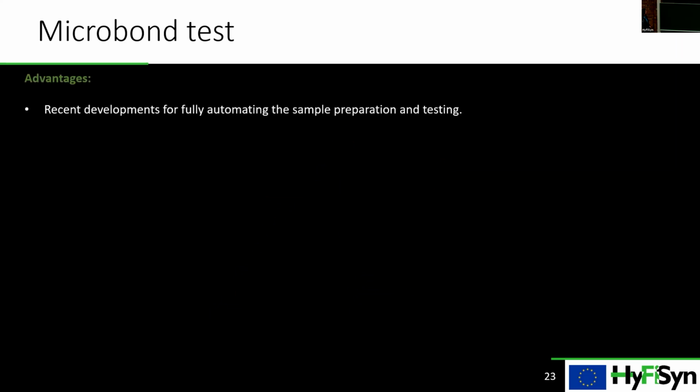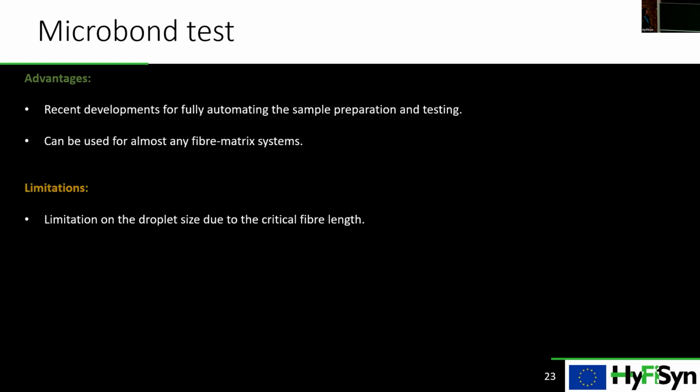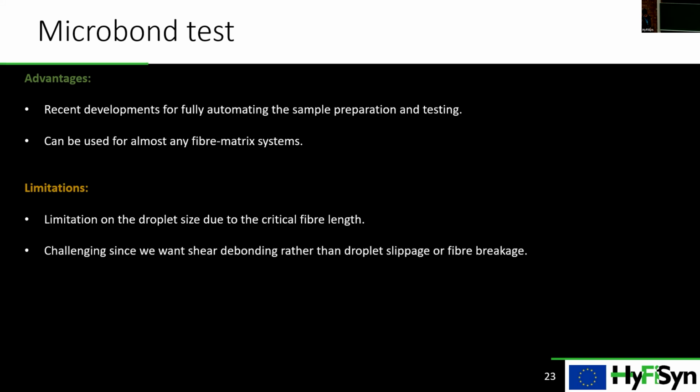The advantages: there are more studies on it recently, and you can find some recent developments that fully automate even the sample preparation and also the testing. So it can be easy to do, and it can be used for any fiber-matrix system. But there are some limitations. Again, there is a limitation on the droplet size due to the critical length. It is also challenging, since we want shear debonding rather than droplet slippage or fiber breakage, so your success rate will be lower.